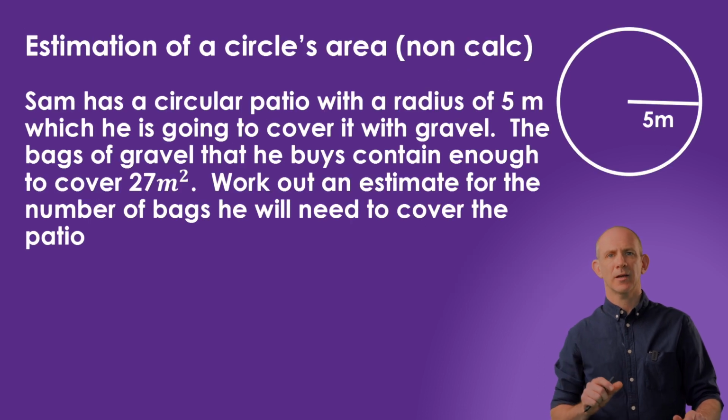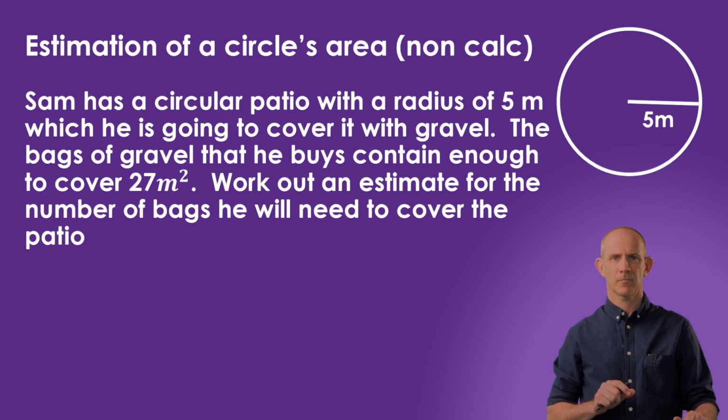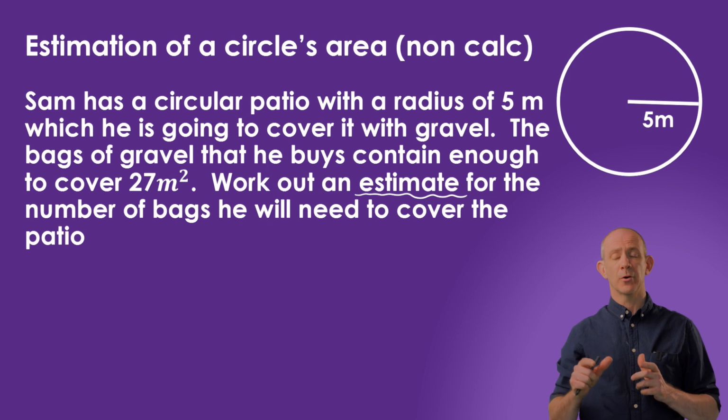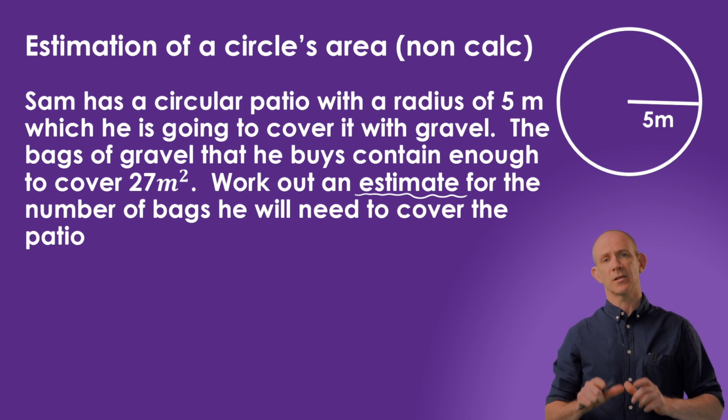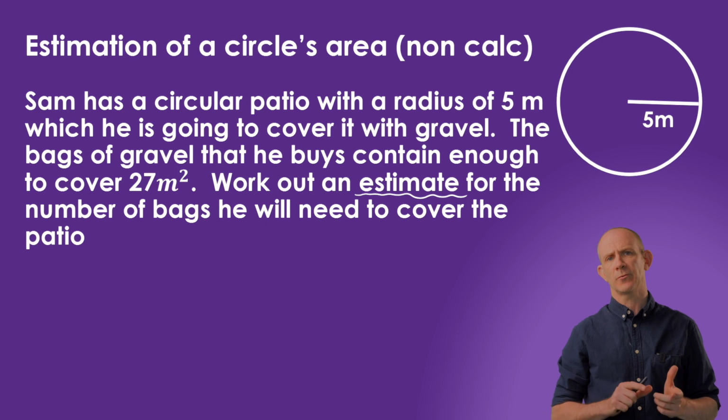So let's have a look at how to use estimation in the calculation of circles. I've included this as it can be used on non-calculator papers for questions that will include circles. It uses the word estimate, so we can round every number, including pi, to one significant figure. In this question, Sam has a circular patio with a radius of 5 metres. He's going to cover this with gravel.